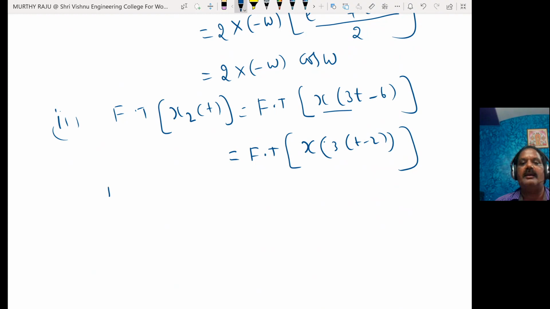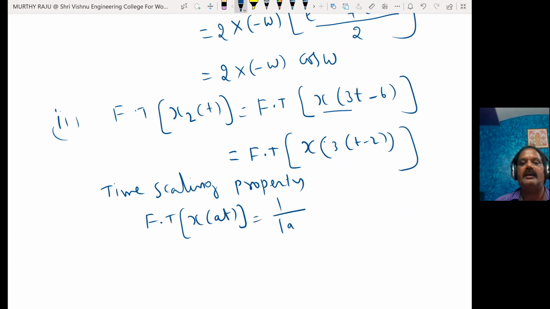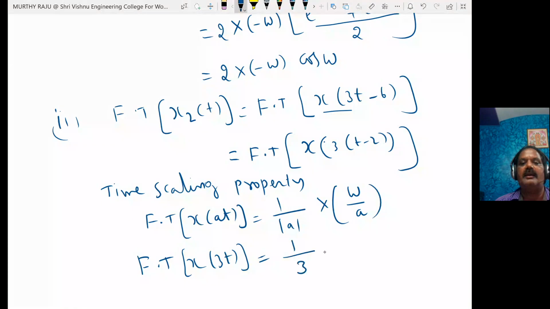According to the time scaling property, the Fourier transform of x of at is equal to 1 by mod a times X of omega by a. Here, for x of 3t, a is 3, which is positive, so mod a is equal to a for positive values. A is equal to 3. So it is 1 by 3 X of omega by 3.